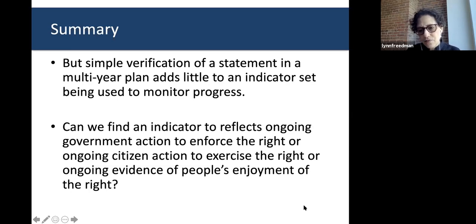I think any of those would reflect better whether the government is actually doing something serious to try to implement policies and practices that will support enjoyment of respectful maternity care as a right.